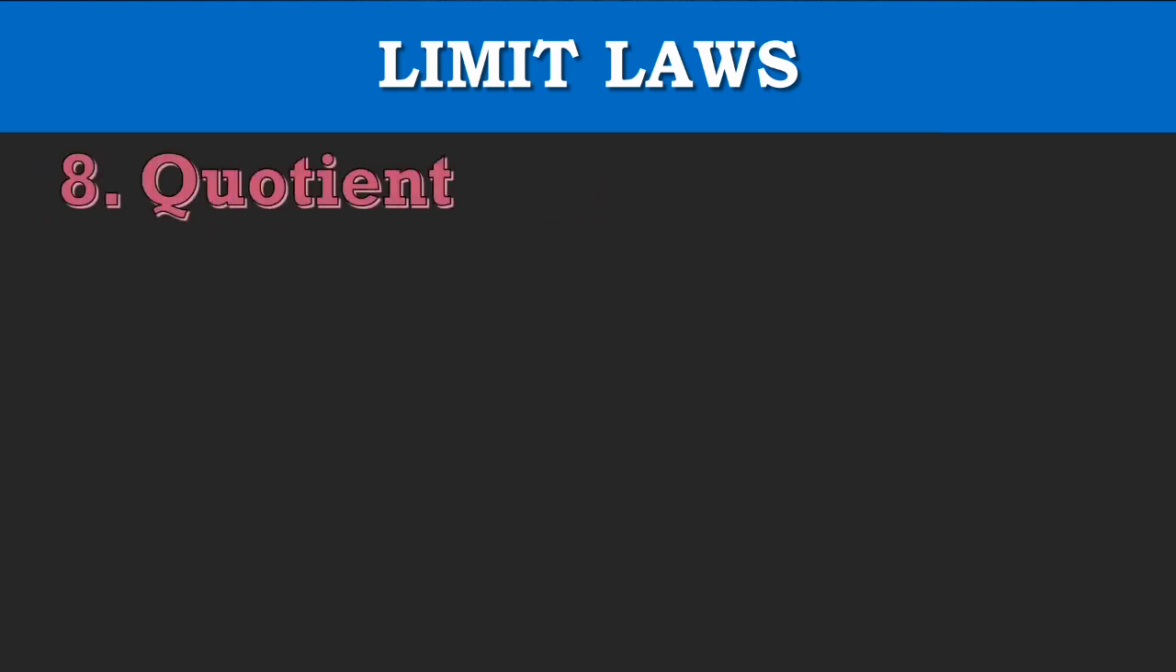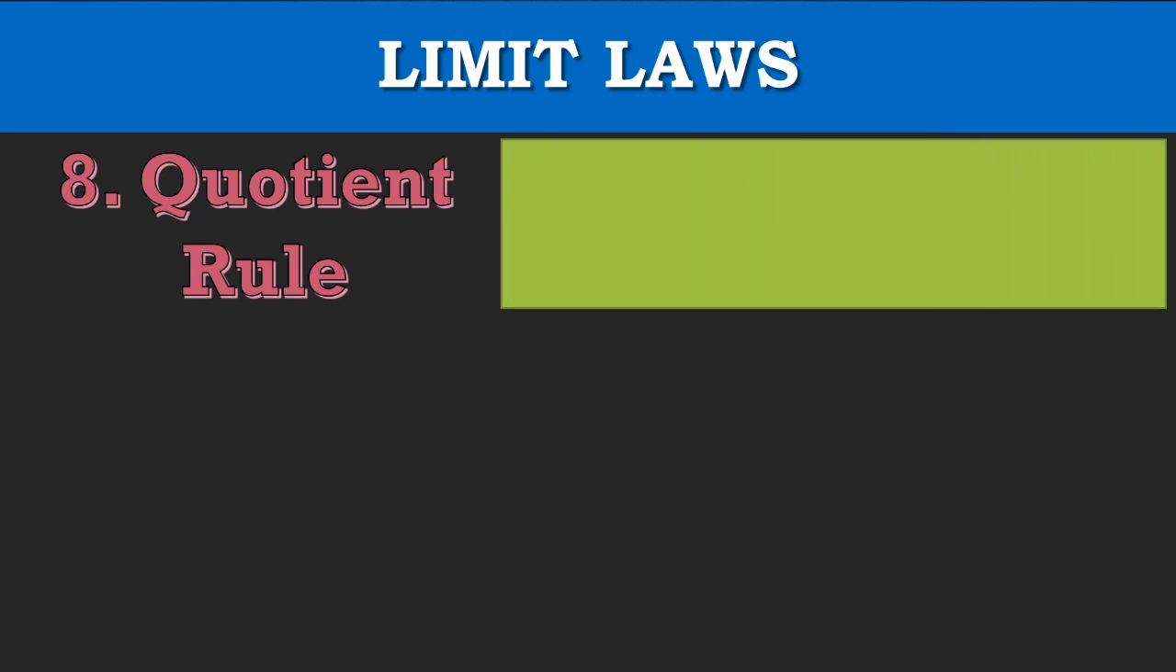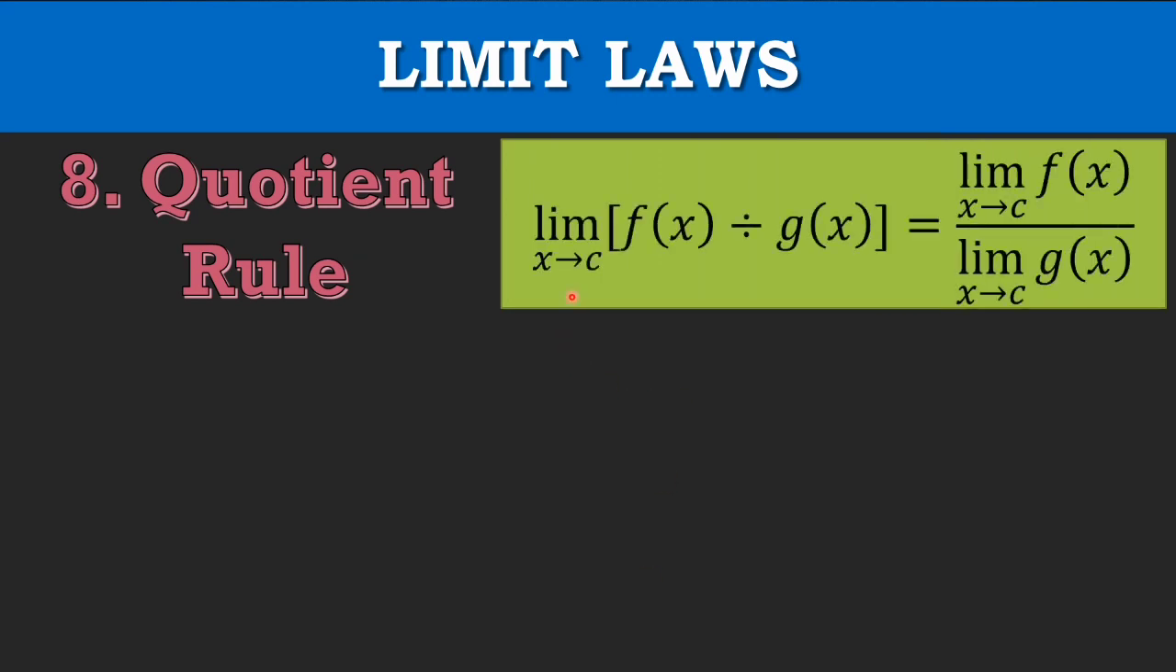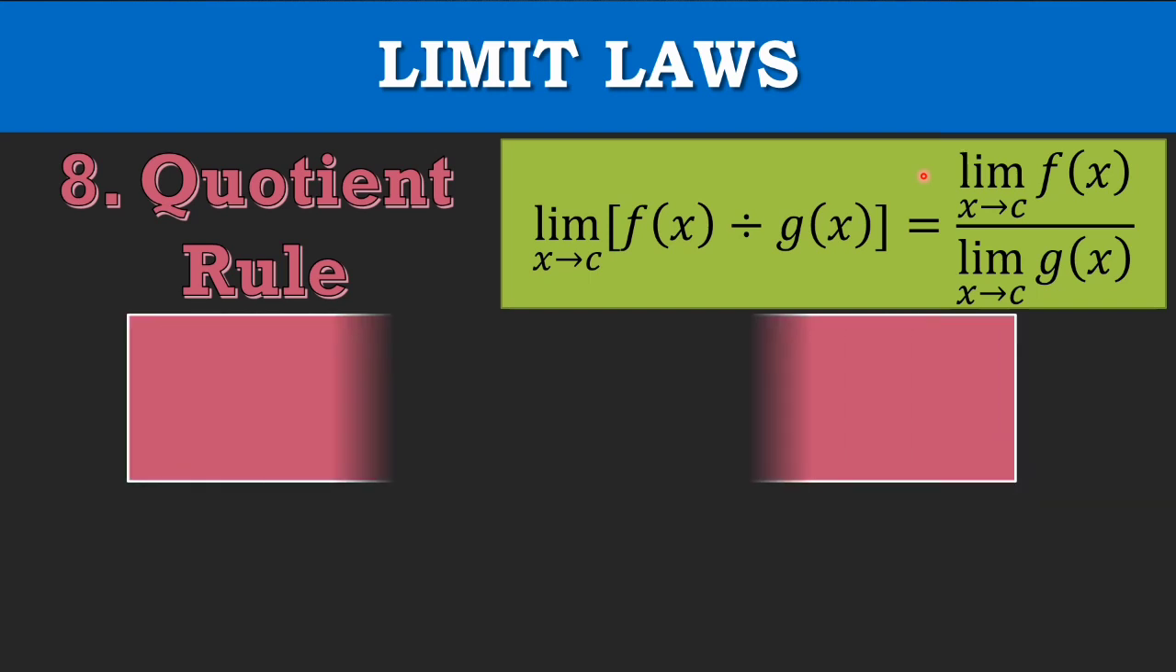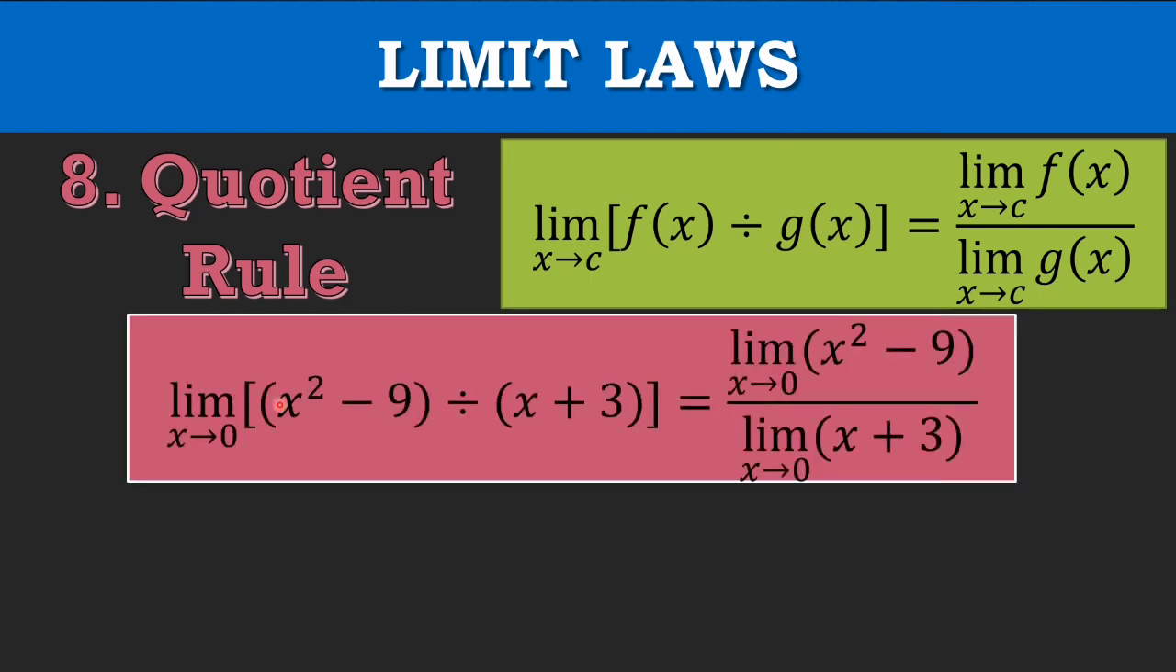Last, limit law, which is the quotient rule. So yung limit ng quotient of two functions as x approaches c is equal to the limit of one function divided by the limit of another function. Example, limit of your first function divided by another function as x approaches 0 is also the same as the limit of your first function, which is x squared minus 9 as x approaches 0, divided by the limit of another function, which is x plus 3 as x approaches 0.